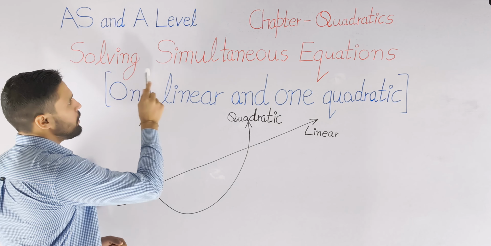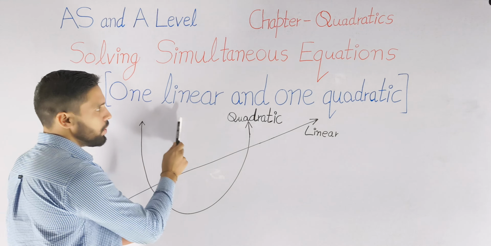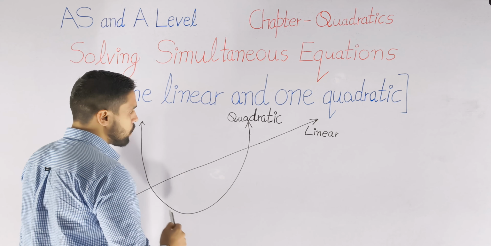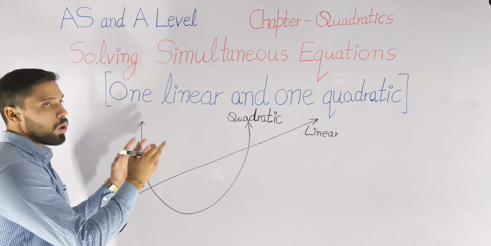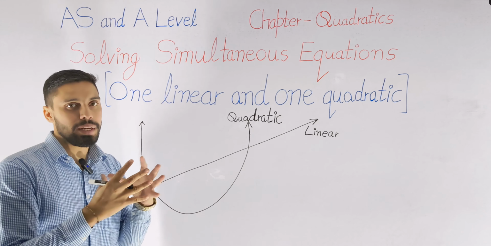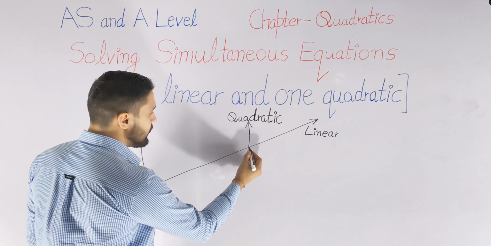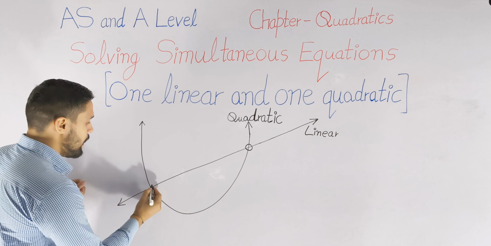The topic is solving simultaneous equations. Here we have one linear equation and one quadratic equation. Let's suppose we have the graph of a quadratic equation and the graph of a linear equation. Solving these two equations simultaneously means we are finding the point of intersection of these two equations.